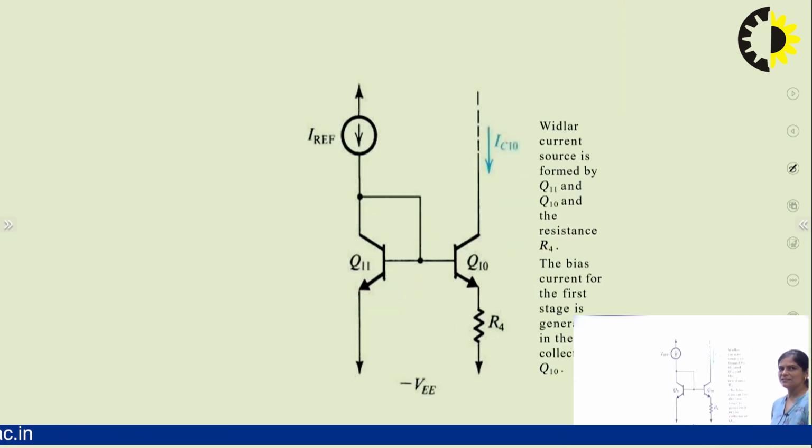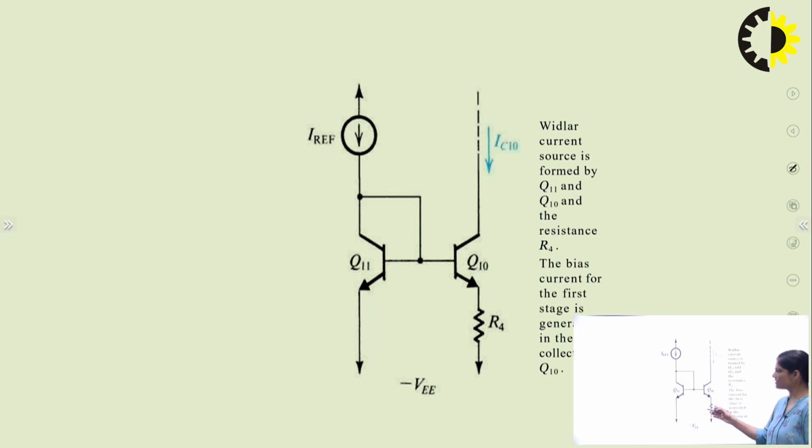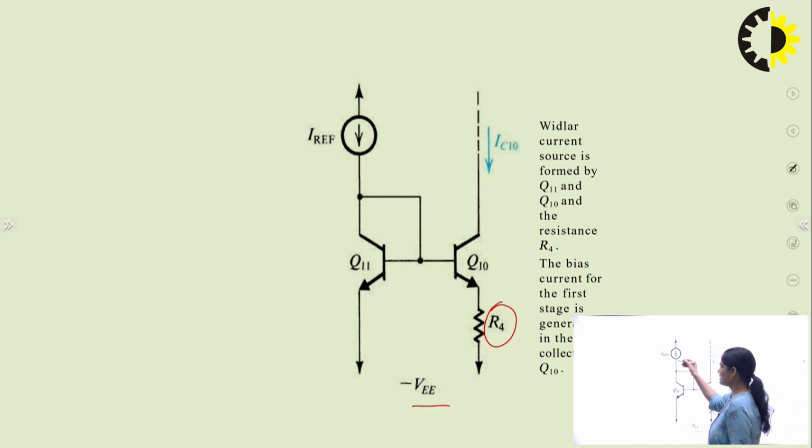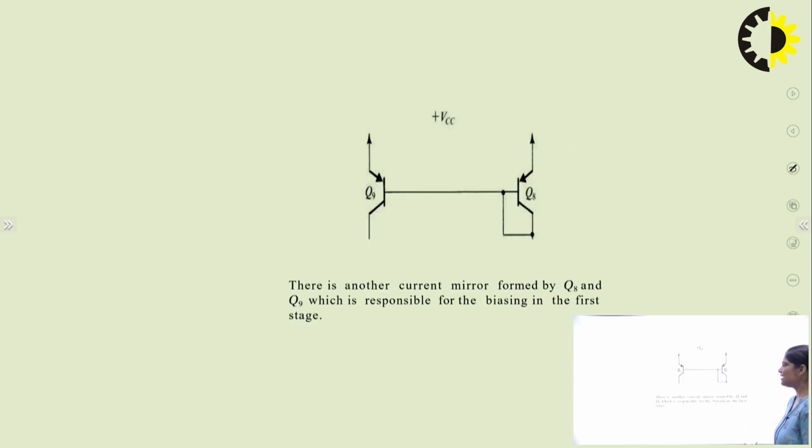Now this is the Widlar current source. Already we have discussed in the internal structure that we have transistors Q11, Q10 and the R4 resistor, and here this is minus VEE. This is the reference current flowing through the collector of Q11, and this is the collector current of Q10, that is represented as I10. So this is the Widlar current source here. Now this is another current mirror formed by Q8 and Q9 transistors, which is responsible for biasing in the first stage. Already we have discussed.